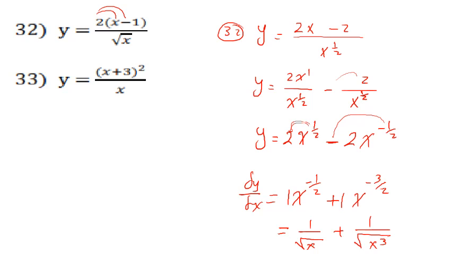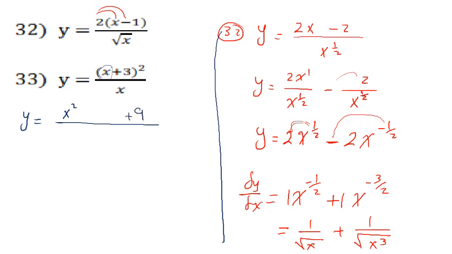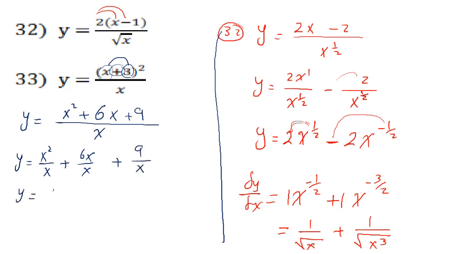33. Regarding question number 33, I need to expand the numerator first. So y is equal to x squared, first squared, second term squared, which is 3 squared. Then I put down the plus, first times second times 2. So 1 by x by 3 is 6x divided by x. So y is equal to x squared divided by x plus 6x divided by x plus 9 over x, which can be written as x plus 6 plus 9x to the power of negative 1.